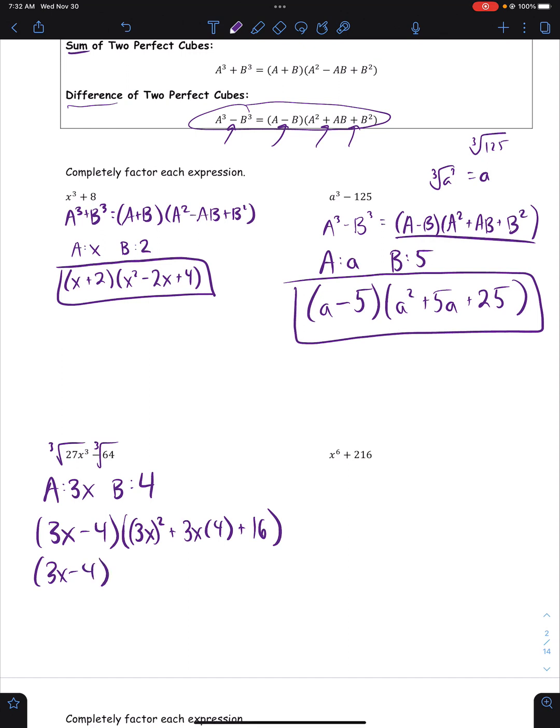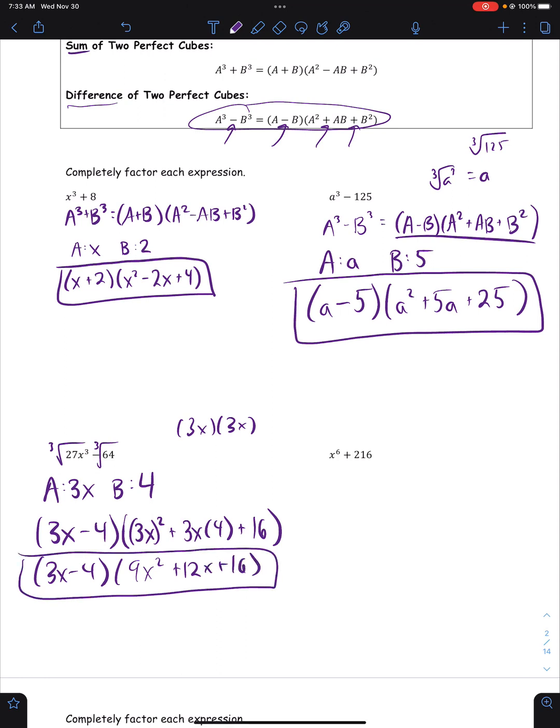3x squared, I see a lot of people say is 3x squared. That's not the case. You forgot to square the 3 as well, because technically it's 3x times 3x. So this should be 9x squared, then 3x times 4 is 12x plus 16. I find if you plug in like that, you're less likely to make the mistake of just writing 3x squared. Just make sure you can't factor that anymore. You can't. So that would be the correct answer.